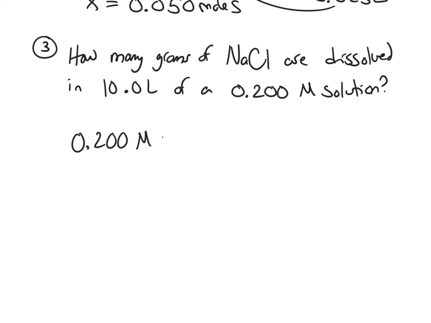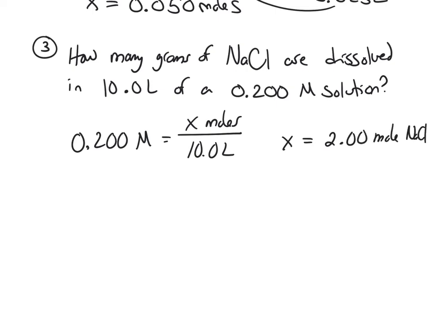.200 M equals X moles over 10.0 liters. Rearrange this. X equals 2.00 moles of NaCl. But we don't want NaCl. We don't want moles. We want grams. And we know how to convert that.